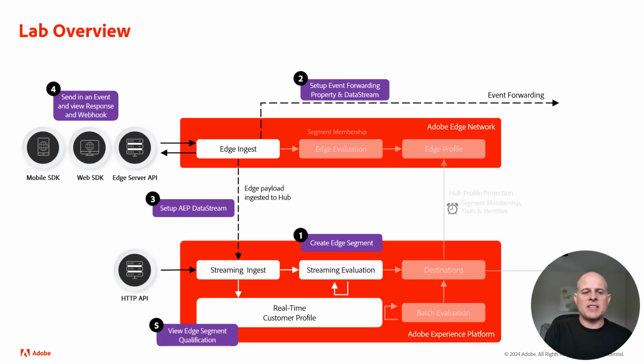Lastly, we'll see that segment criteria on the hub to say whether they do or don't qualify for edge speed, and see what happens when we view and don't view the hub versus the edge profile.